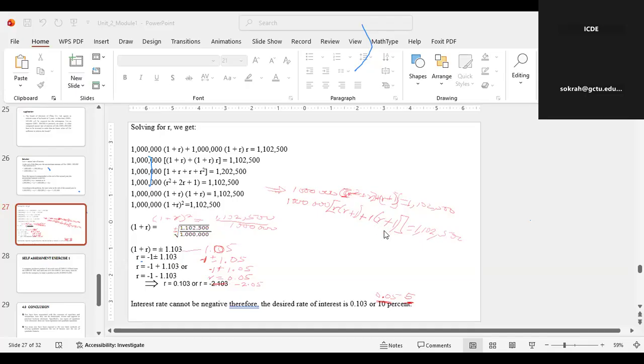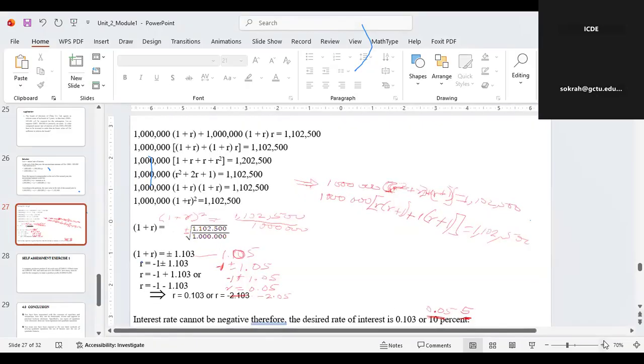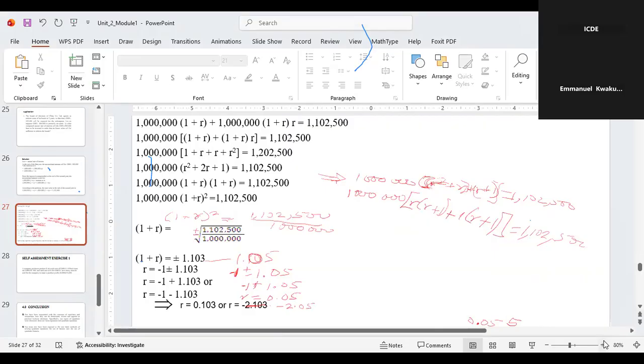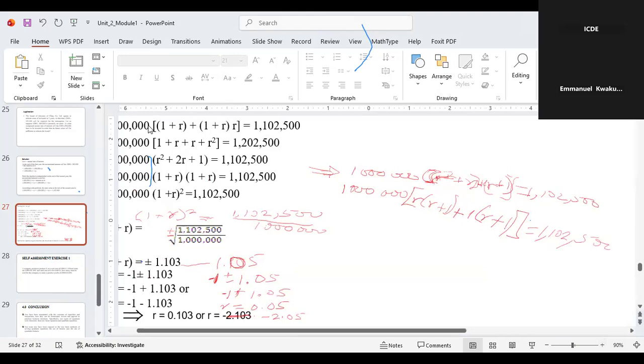Please, can you increase the font more? It's a bit small. If I do it, it will go outside. Okay, I think it's okay. Is it clear now? Yes, sir.